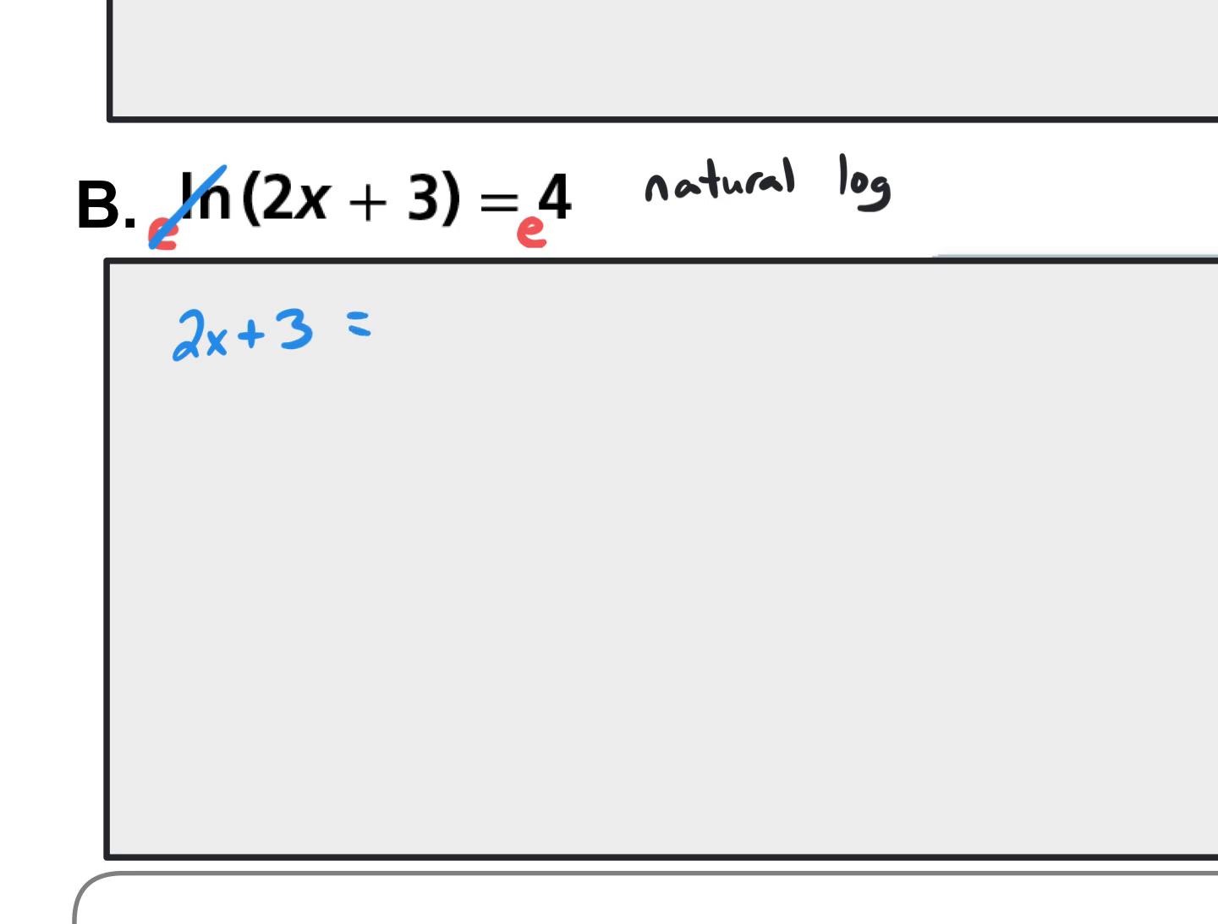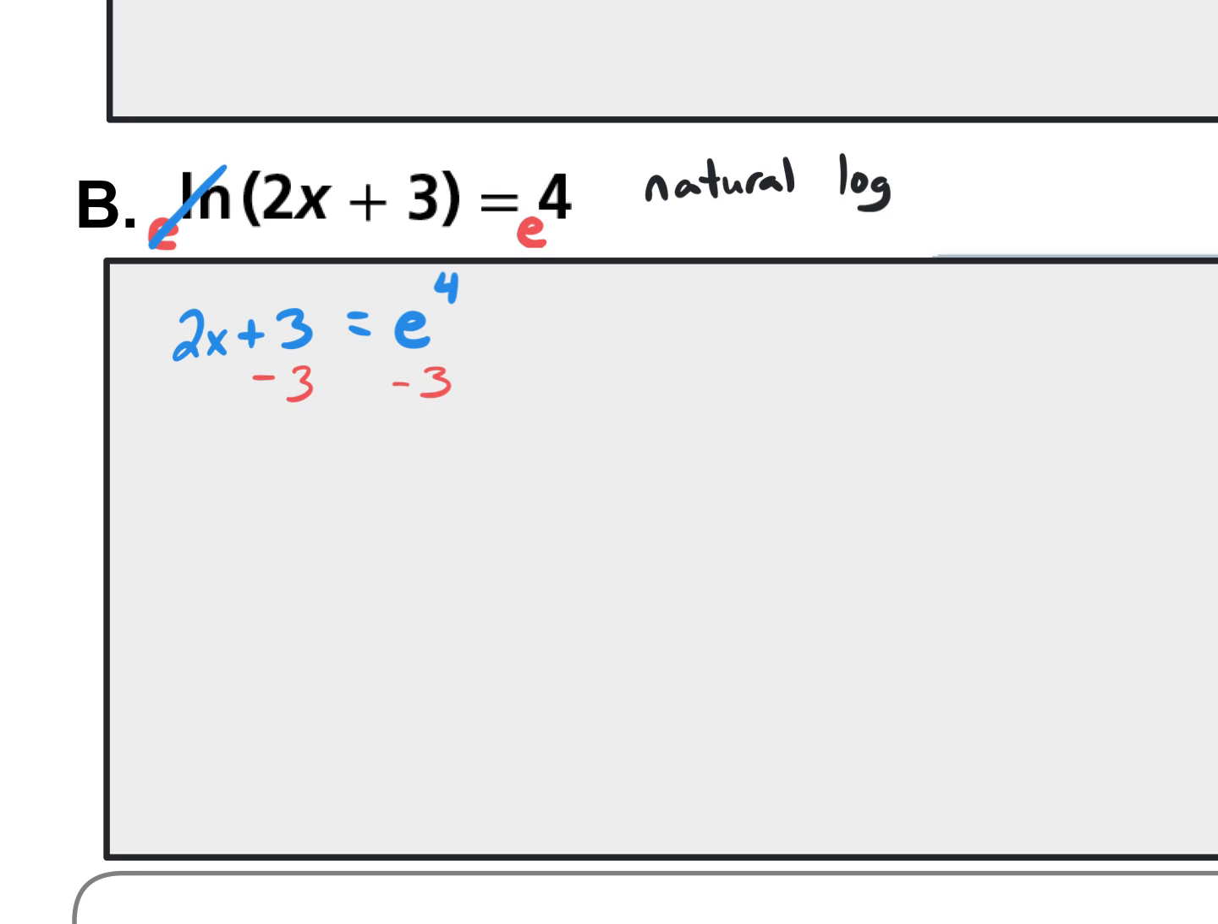Now, remember what I said about E. That's going to be for exponential form. So this turns into e to the 4th power. You don't really have to worry about that because when you hit the E button in your calculator, it turns it into an exponent for you right away. So what would I normally do here to get x by itself? I would subtract 3.